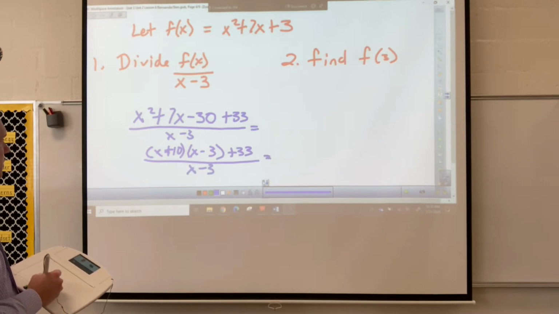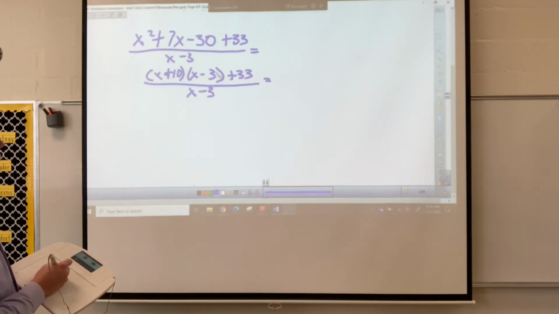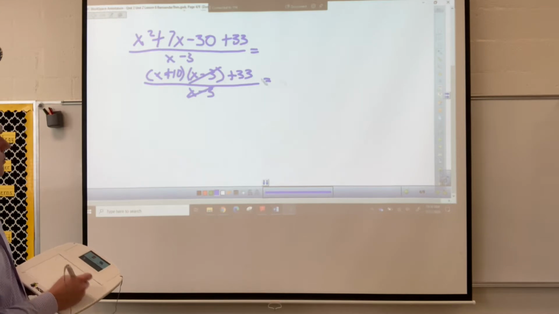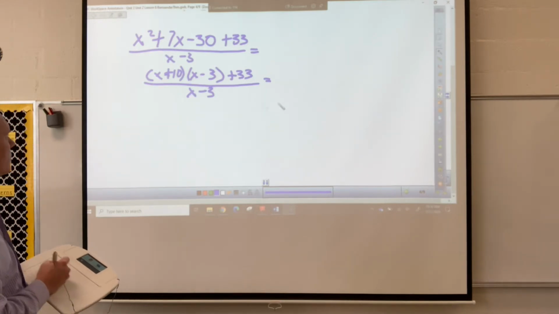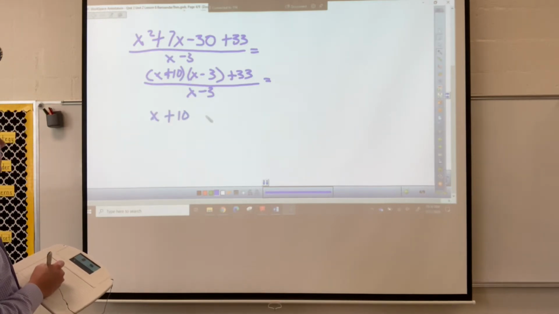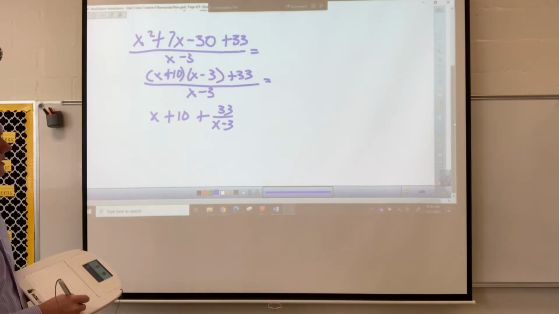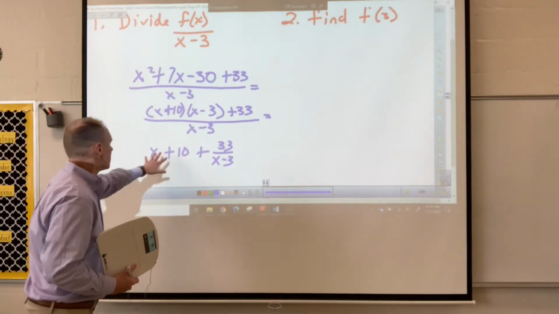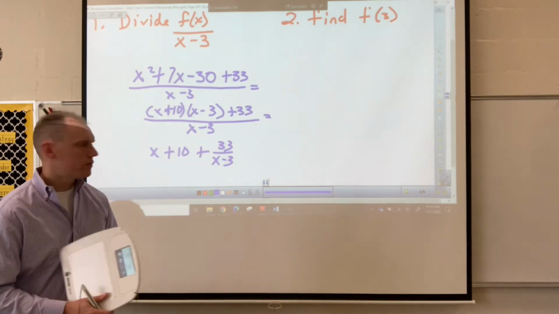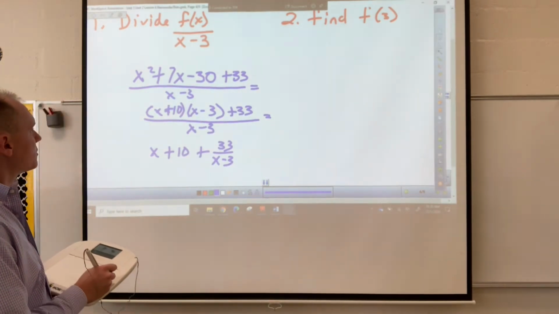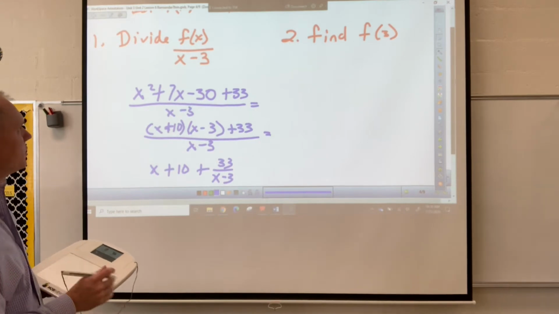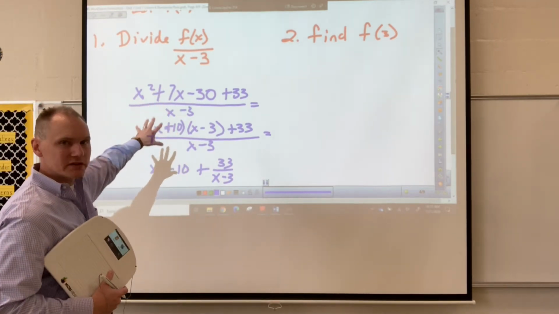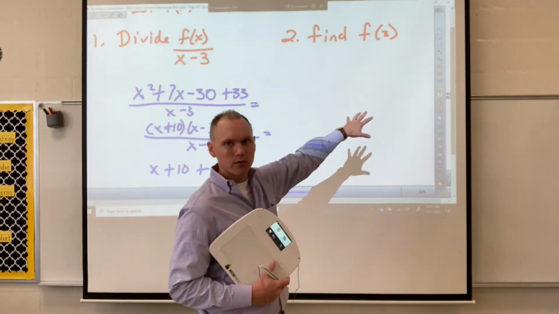Sorry, trying to rush through things here. All right, so now when we simplify the minus 3's there, we're left with x plus 10. And then when we divide 33 by x minus 3, we're left with 33 over x minus 3. So that's it there. We have x plus 10 with a remainder of 33 over x minus 3. So that's number one. And now we're going to look at what we get when we do this over here.